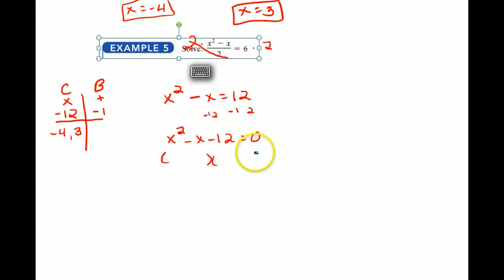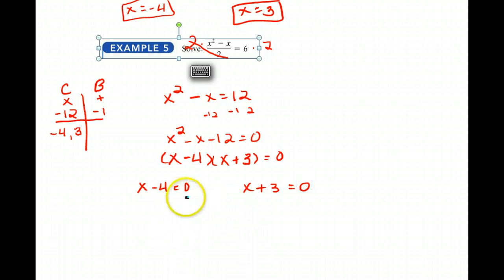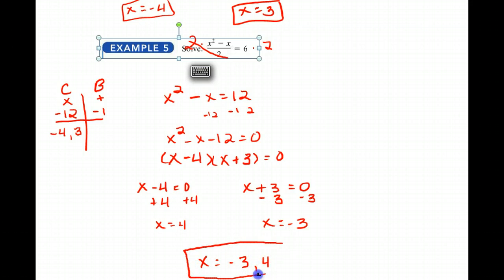In the C method, we're allowed to just create our groups, split our x, and use the factors that we identified. So we'll have x minus 4 and x plus 3 equals 0. We now want to use the zero product property to split apart our factors. So we'll have x minus 4 equals 0 and x plus 3 equals 0, and solve each equation for x. We will add 4 to both sides. X equals 4. We'll subtract 3 from both sides. X equals negative 3. So the solution set is x equals negative 3 and 4.